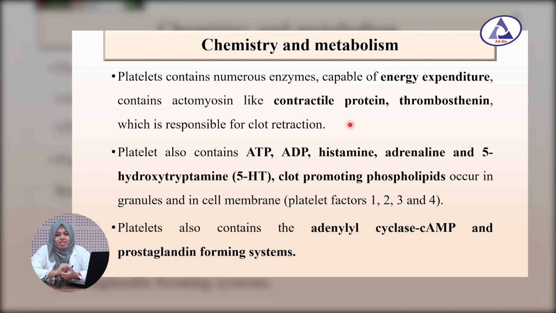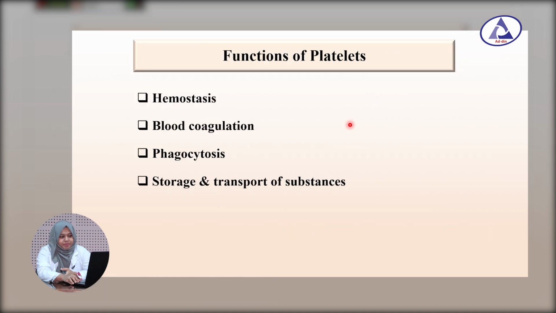These are the contractile proteins which cause the forceful contraction of the platelets whenever they are activated. The platelet also contains thrombosthenin, which is responsible for clot retraction. ATP, histamine, adrenaline, and 5-hydroxytryptamine are also contained within the platelets. Platelets also contain adenylyl cyclase, cyclic AMP, and prostaglandin.